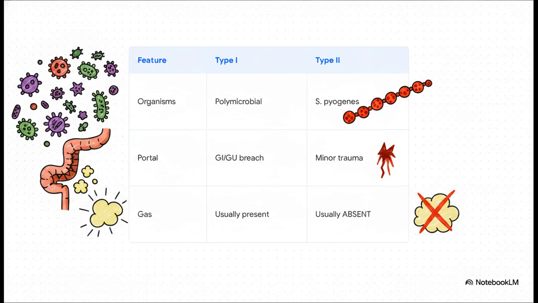But here is the massive board trap. Type 2 is caused by group A strep. It presents with absolutely agonizing pain that is totally disproportionate to what you see on the skin, but there is usually no gas in the tissues. So please, whatever you do, do not wait to see gas on an X-ray to sound the surgical alarm.